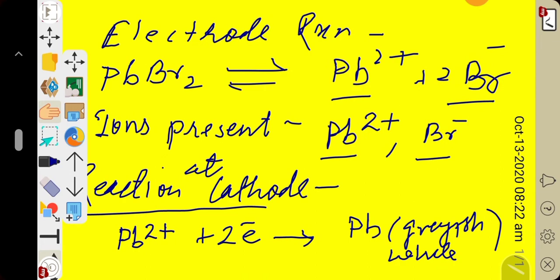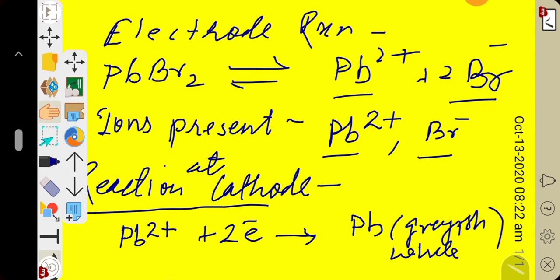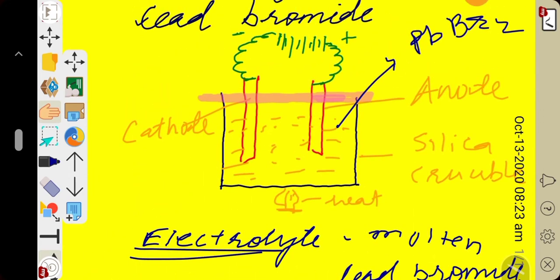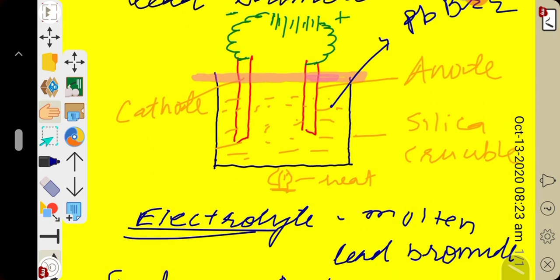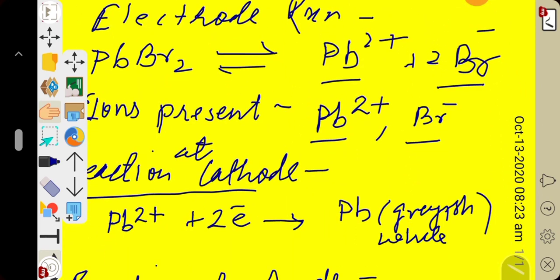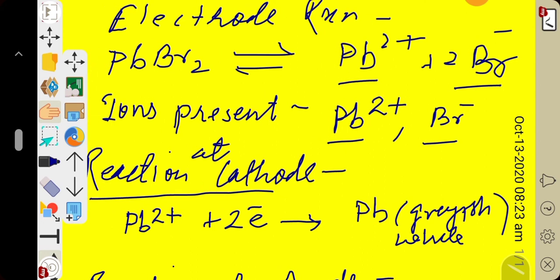If you talk about electrode reactions, as you pass electric current, you can see in the diagram that the electrodes are connected to a battery. As you switch on the current into this electrolytic cell, lead bromide immediately dissociates into Pb2+ and Br-, as I have represented in the reaction. So after dissociation we have two types of ions, Pb2+ and Br-, present in the electrolytic solution.